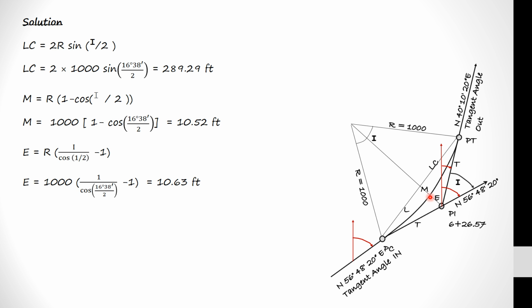And then the external distance is the radius times 1 over the cosine of the intersection angle divided by 2, minus 1. Now, when we plug in the equation, we know that the external distance is 10.63 feet.